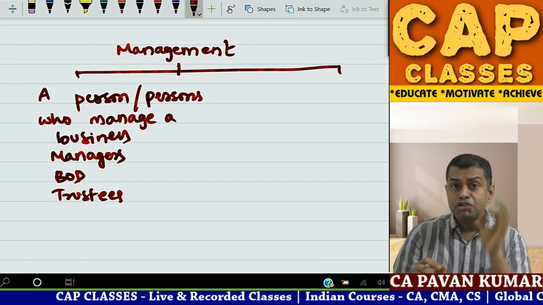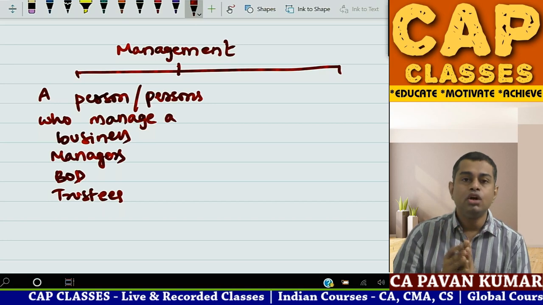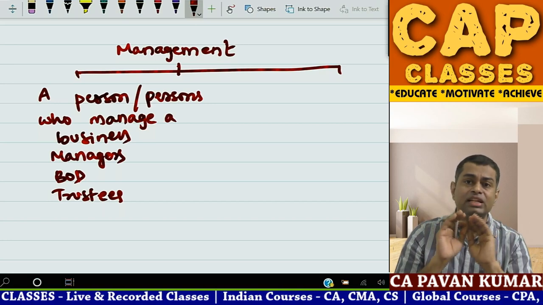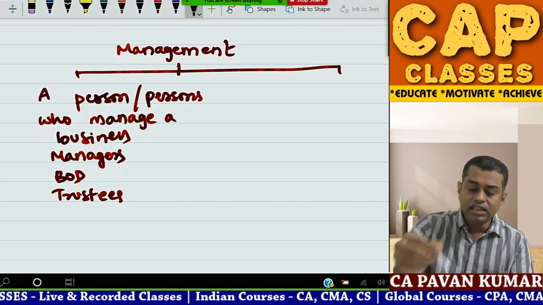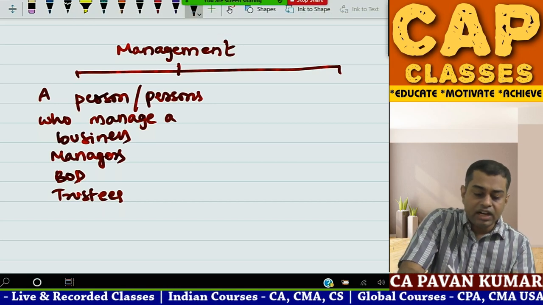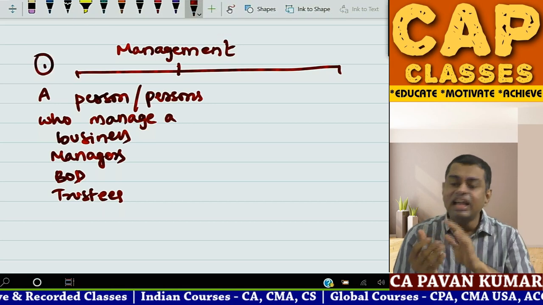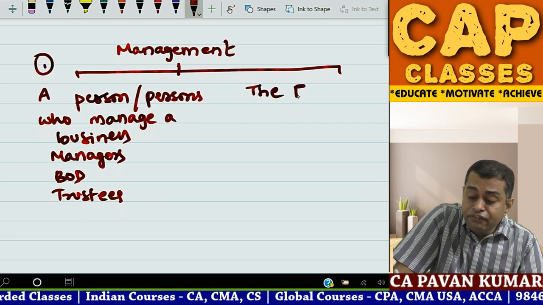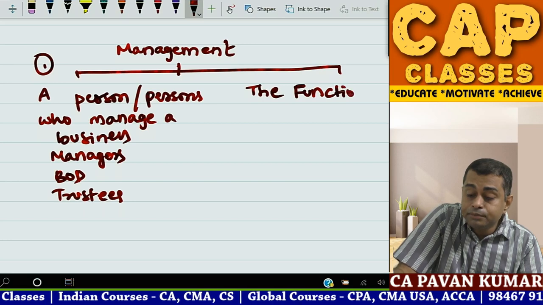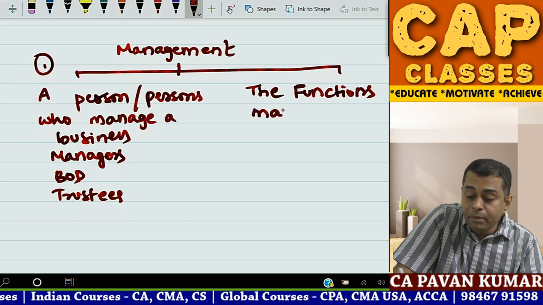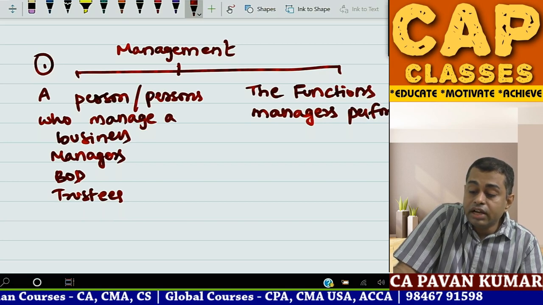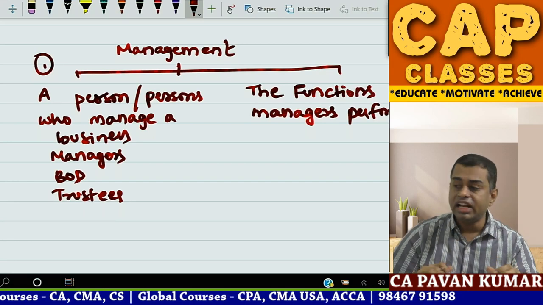That means it refers to an individual who's running, who's managing, or a group of individuals, persons together. This is one angle of understanding management. Second angle of understanding management is, it refers to the functions managers perform.